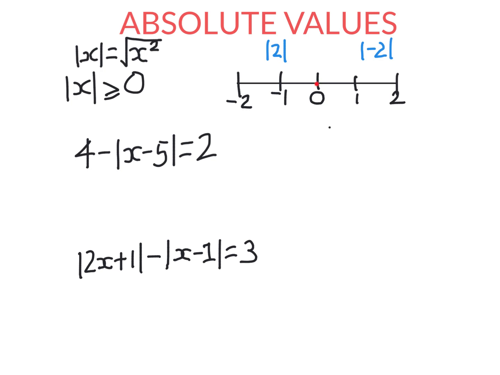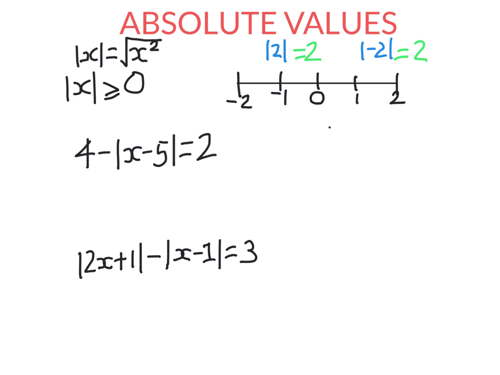So the absolute value of 2 is just the distance from 0 to 2. So absolute value of 2 is 2. The absolute value of negative 2 is the distance from 0 to negative 2. Well, this distance is still 2. So basically what happens when you're taking absolute values, if it's a negative, you write a positive answer, same number with a positive sign. If you take the absolute value of a positive, you don't change the number.